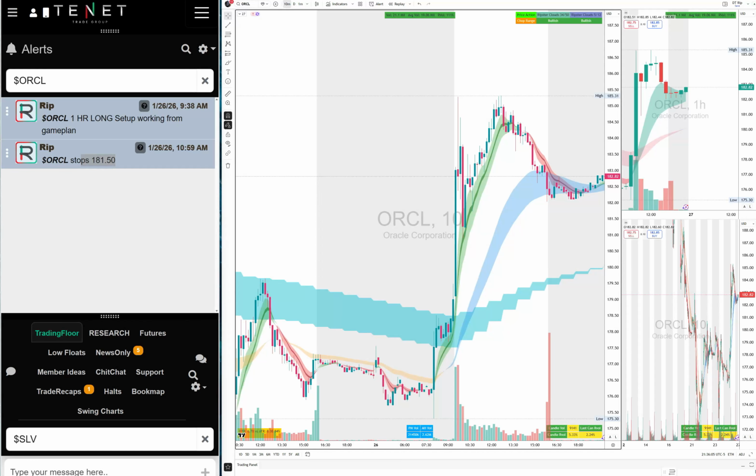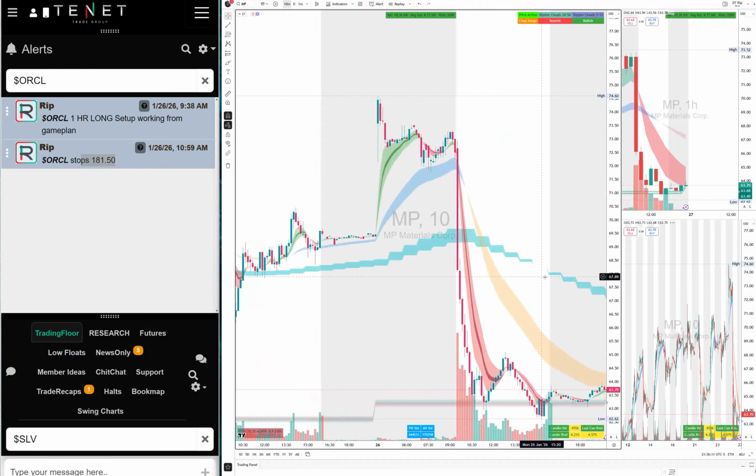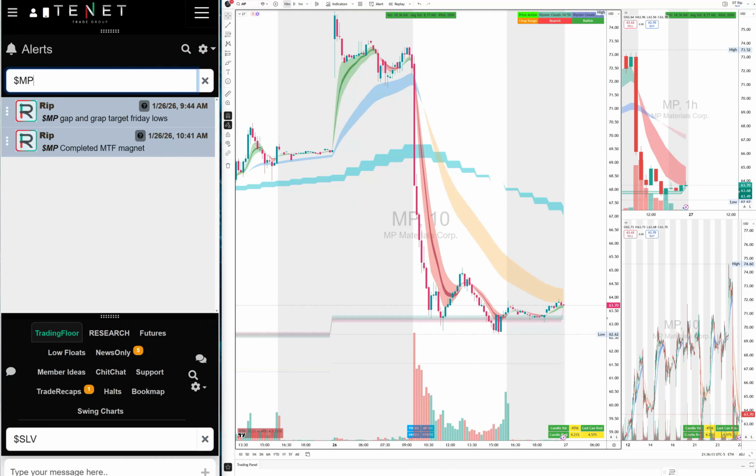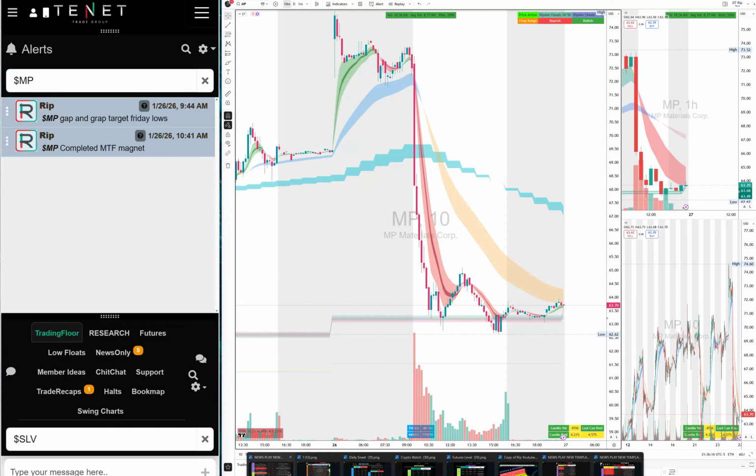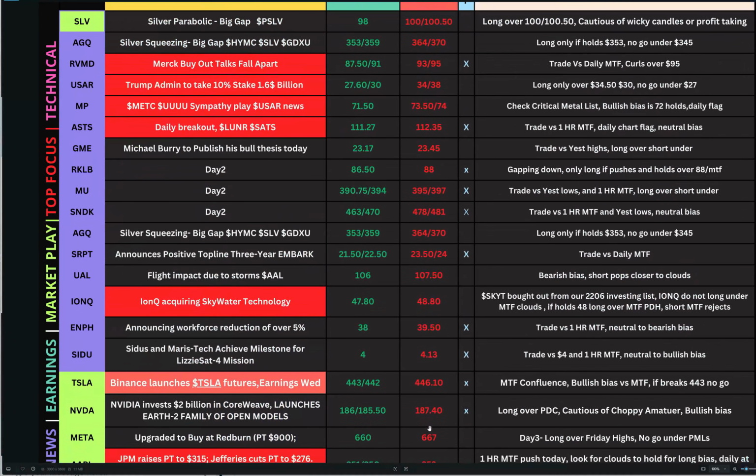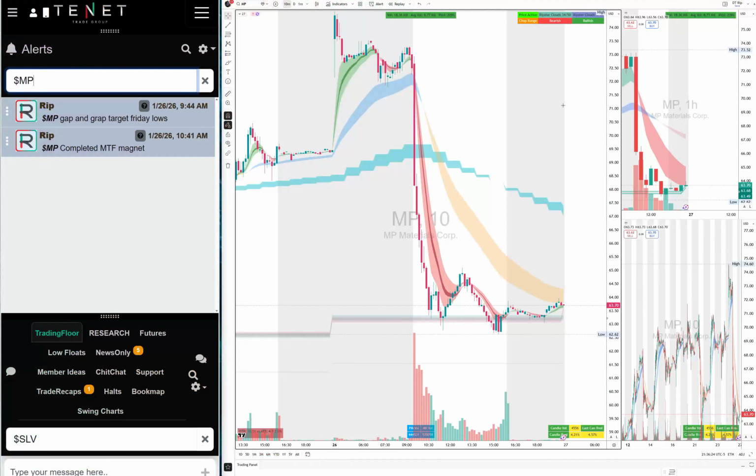A lot of other critical minerals were also gapping up here. Let's look at MP. So MP was a gap and crap, right? So what was the plan on MP? Let's take a look here. So MP, the plan was pretty straightforward. Sympathy play of USAR news, check critical bullish bias over 72 holds.